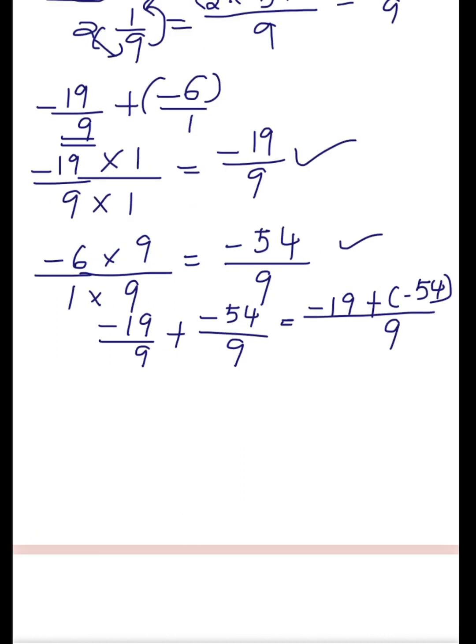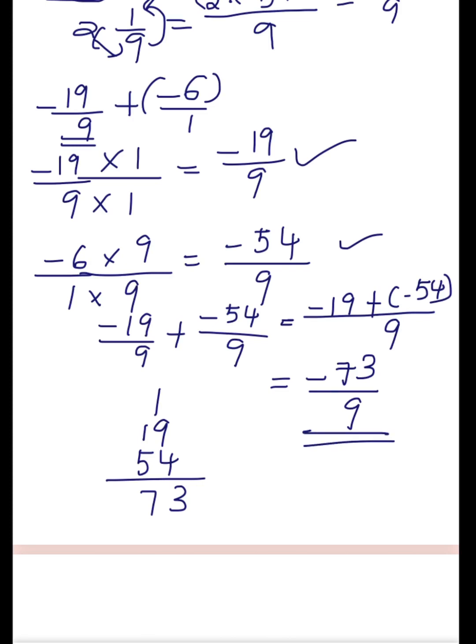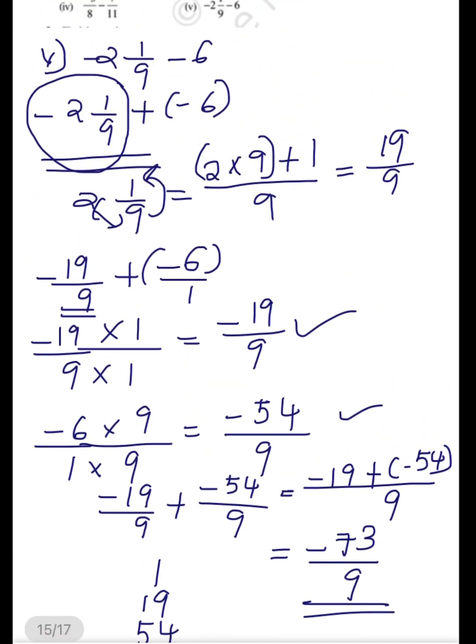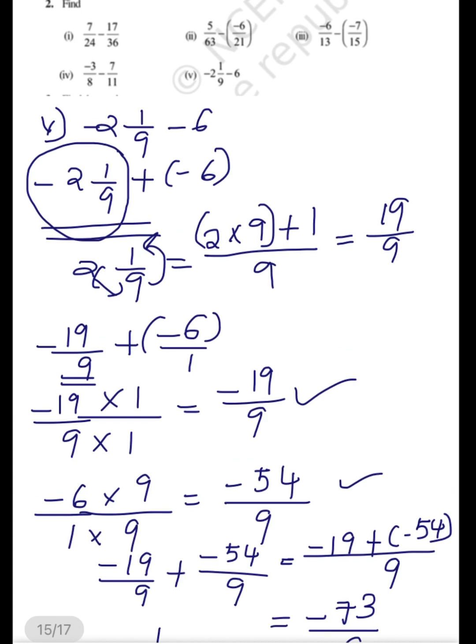Okay, now what is minus 19 plus minus 54? Both have got the same sign, which is minus. So you can just add them. That is 19 plus 54. So 13, carry 1, 73. So, and you have to put the minus sign. So minus 73 by 9 will be the answer for this question. Okay, minus 73 by 9. That is the answer for fifth question. Okay, so that's all about the second question.